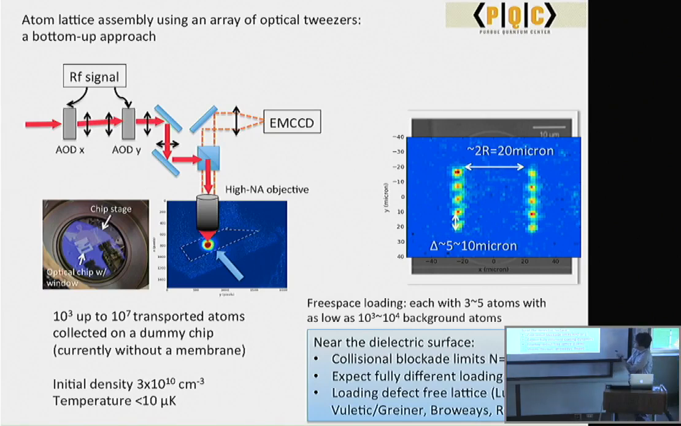And also with this narrow structure present, we expect fully different loading dynamics. So it's certainly not going to be as easy as what we've been doing in free space. Last one is, if we want to load a defect-free lattice, then we have to perform some schemes, for example, something that's recently been developed here at Harvard, at Bowers group, or Reader's group at GLO.